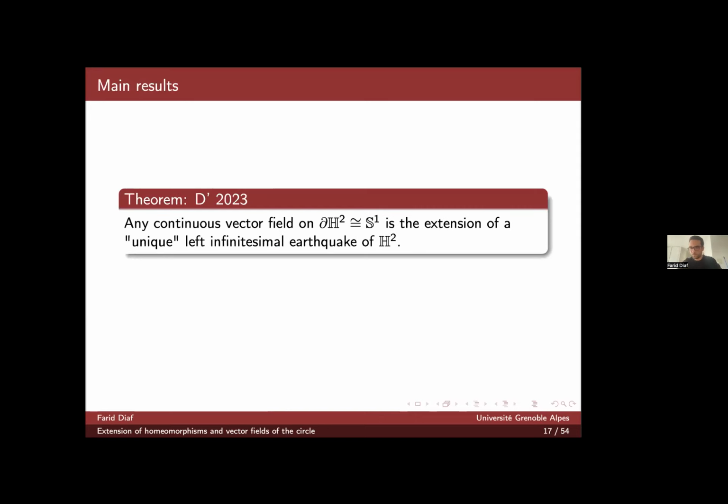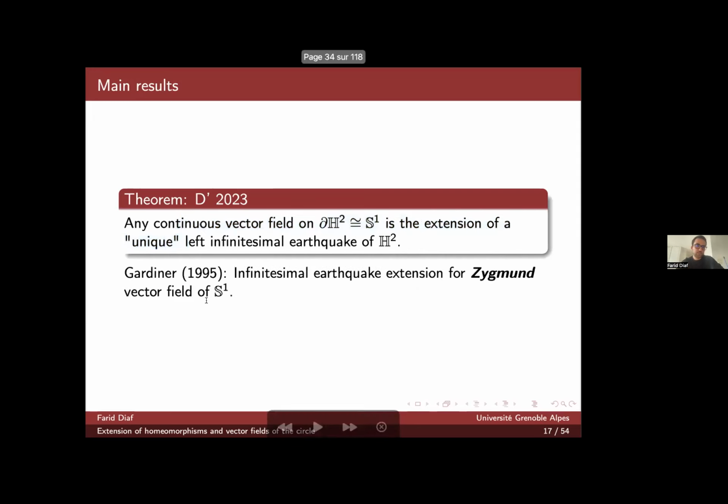And our main result is the following. This is an analog of Thurston's earthquake theorem for vector fields. Any continuous vector field on S1 is the extension of a unique left infinitesimal earthquake. Let me say that people know this for a particular case. Gardiner proved this theorem for Zygmund vector fields. And in fact, this condition I will give.